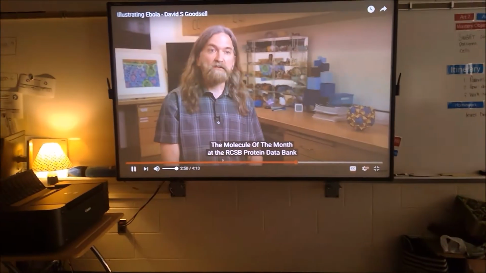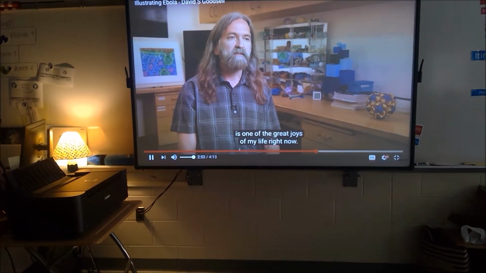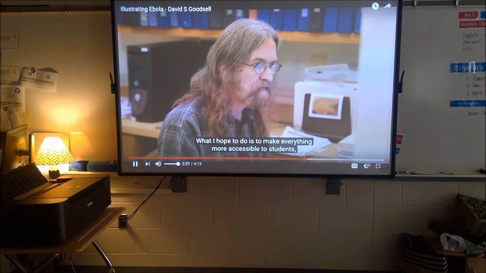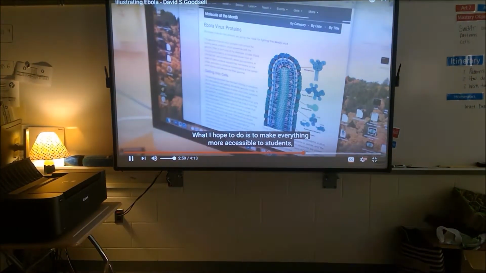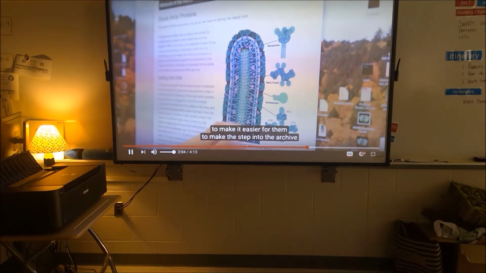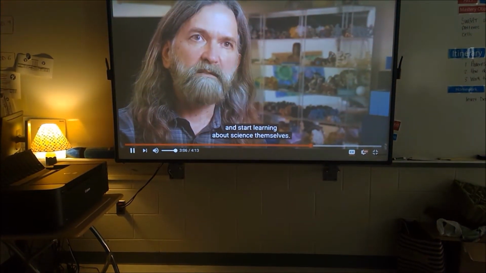Molecule of the Month at the RCSB Protein Data Bank is one of the great joys of my life right now. What I hope to do is to make everything more accessible to students, to make it easier for them to make the step into the archive and start learning about science themselves.